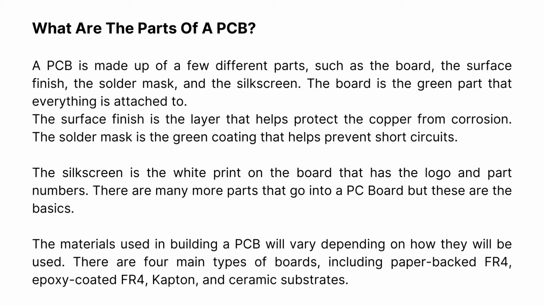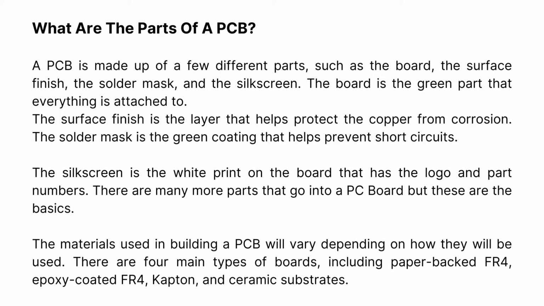What are the parts of a PCB? A PCB is made up of a few different parts, such as the board, the surface finish, the solder mask, and the silk screen. The board is the green part that everything is attached to. The surface finish is the layer that helps protect the copper from corrosion. The solder mask is the green coating that helps prevent short circuits. The silk screen is the white print on the board that has the logo and part numbers. There are many more parts that go into a PCB, but these are the basics.